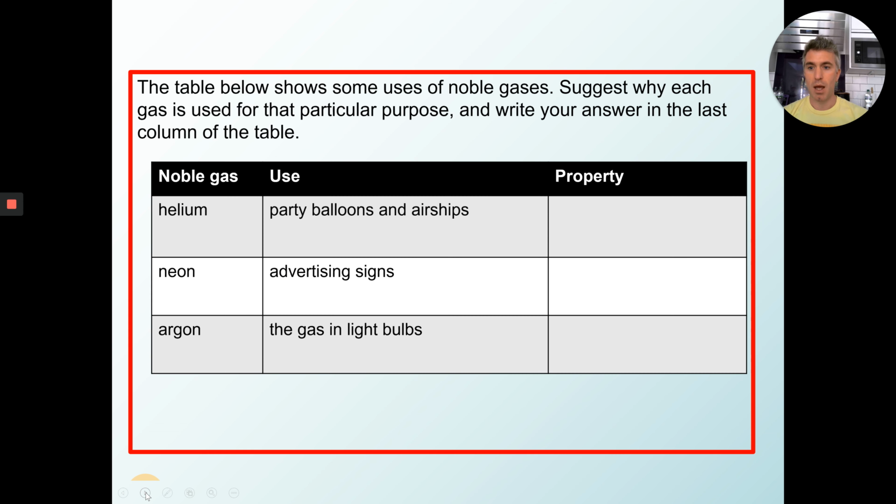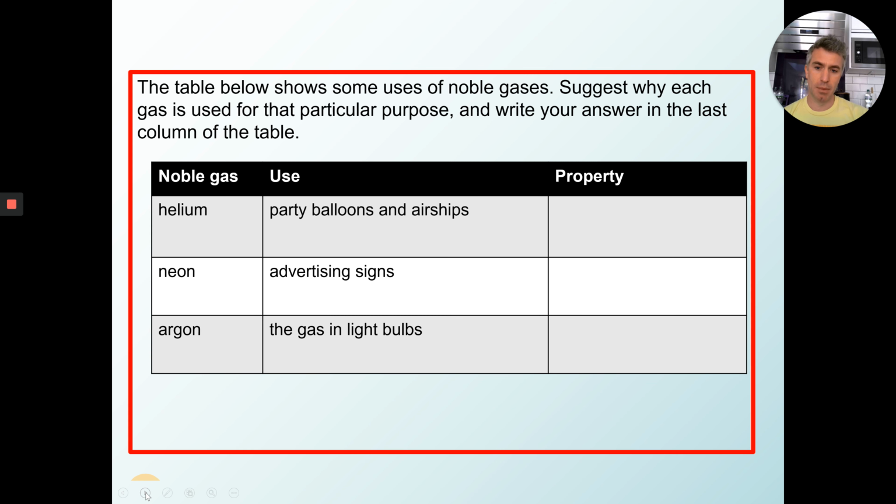Excellent. And the last thing. The table shows some of the uses of the gases. Here we have some uses of the gases. The last column is empty, so you need to copy this table down, and then you need to say why we use helium for party balloons and airships. Why do we use neon for advertising signs? Not why do we use it, what property of it makes it good?